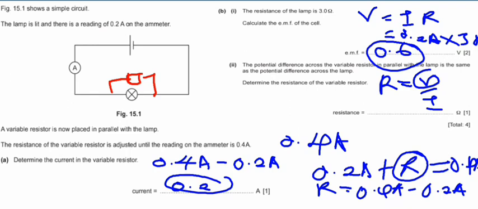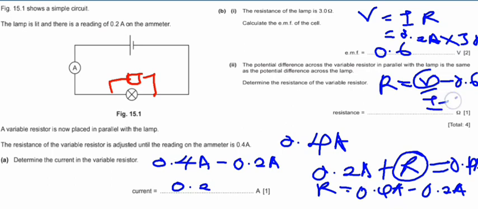So let's do that. Where we are having V, we are going to place 0.6 volts. Then where we are having I, which is the current, we are going to put 0.2 amps. Then when we divide, we are going to find that the answer is just going to be 3 ohms. Here they have included the units. So that is our final answer.